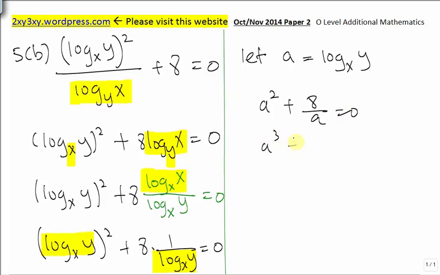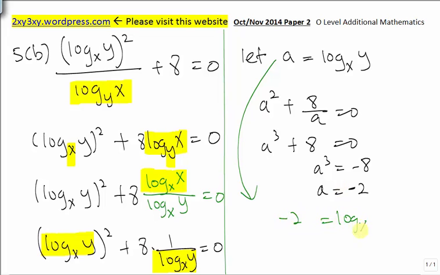So a cubed plus 8 equals 0, a cubed equals negative 8. A will give us negative 2. But this is not the answer yet. We have to go back to this expression here, where a takes the value of negative 2.